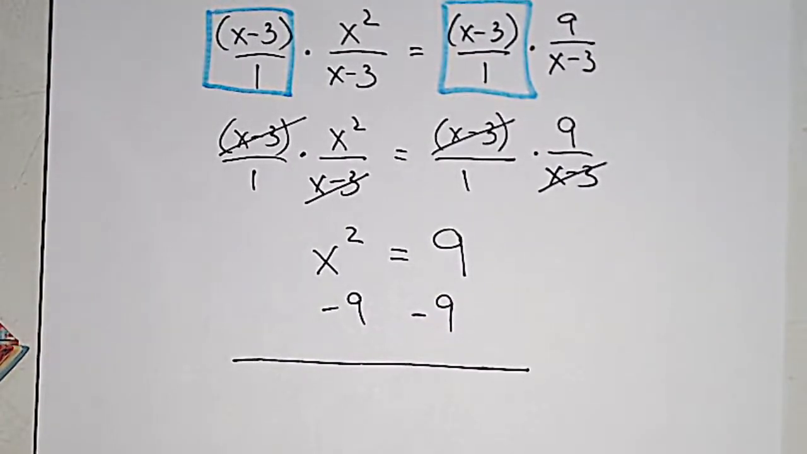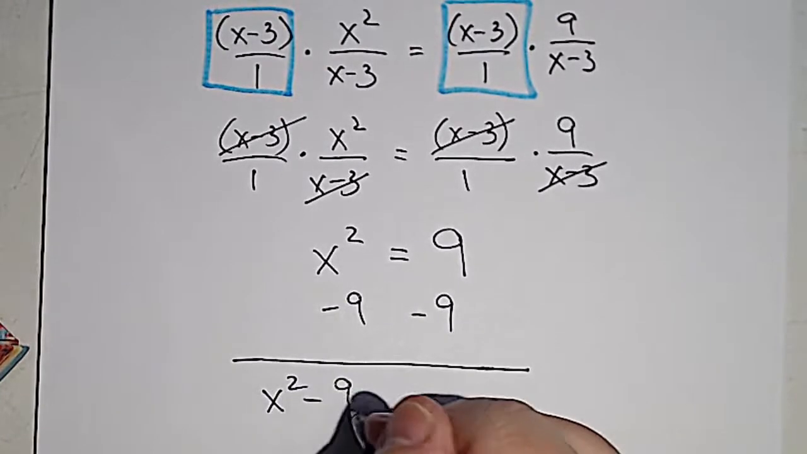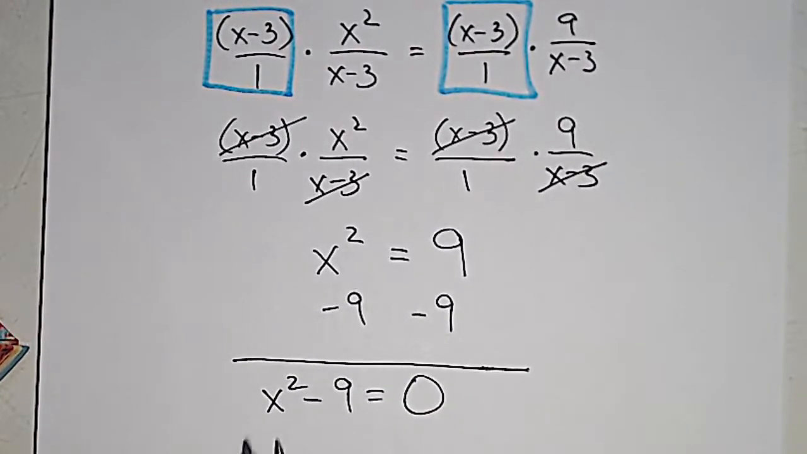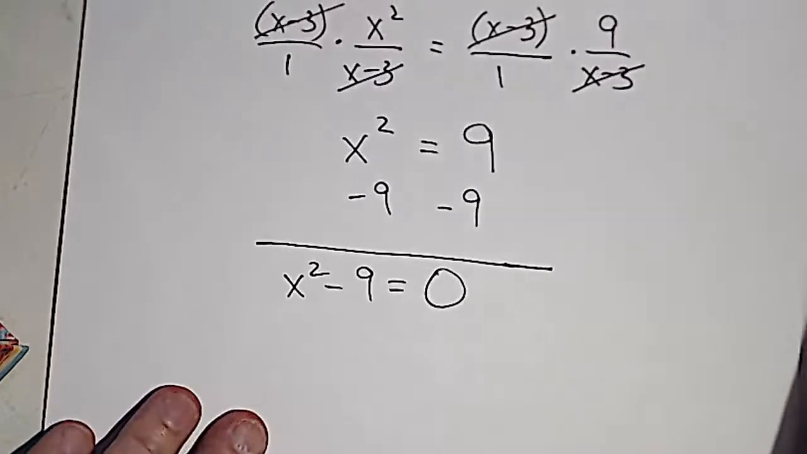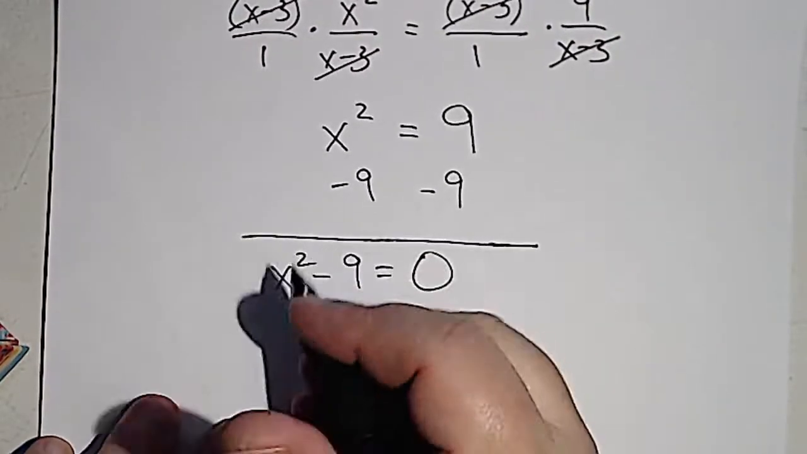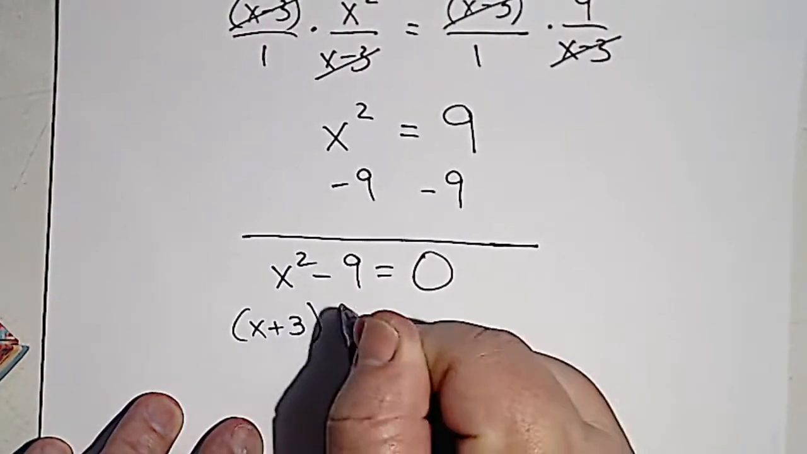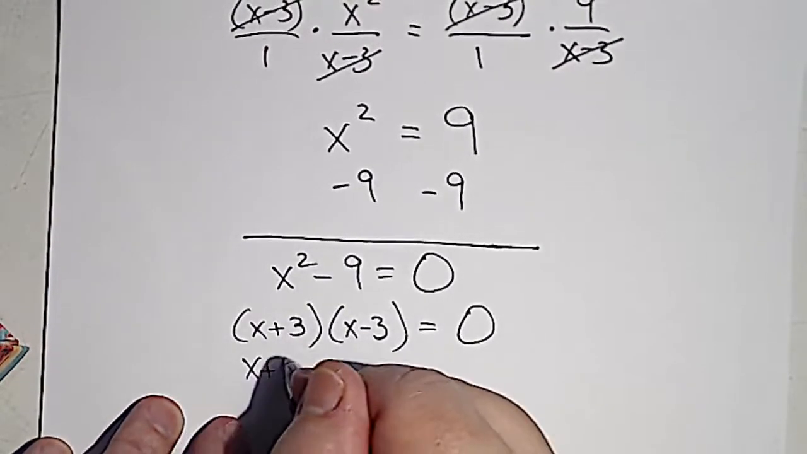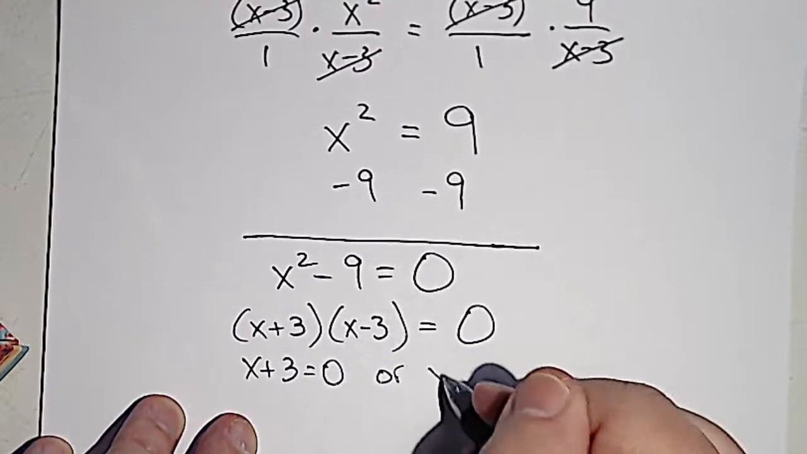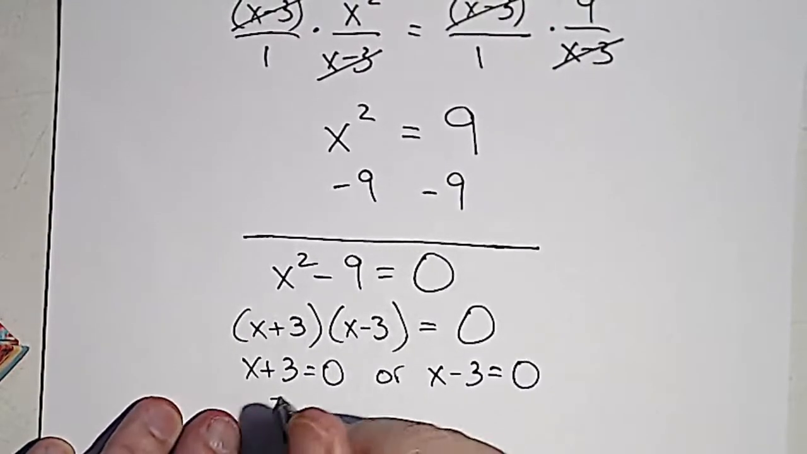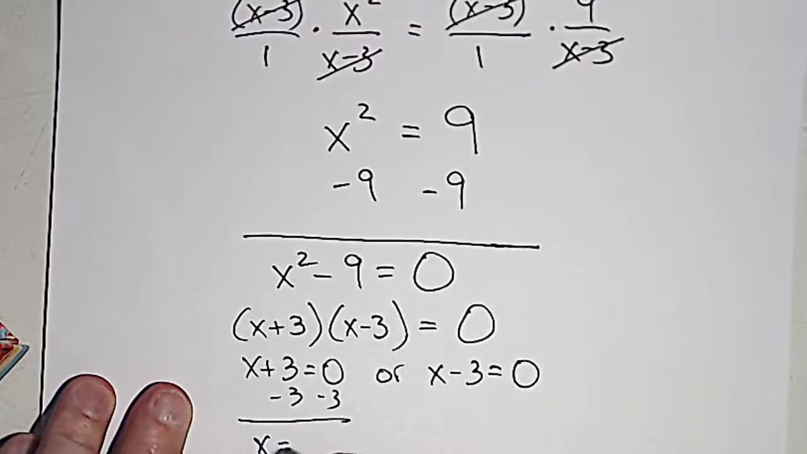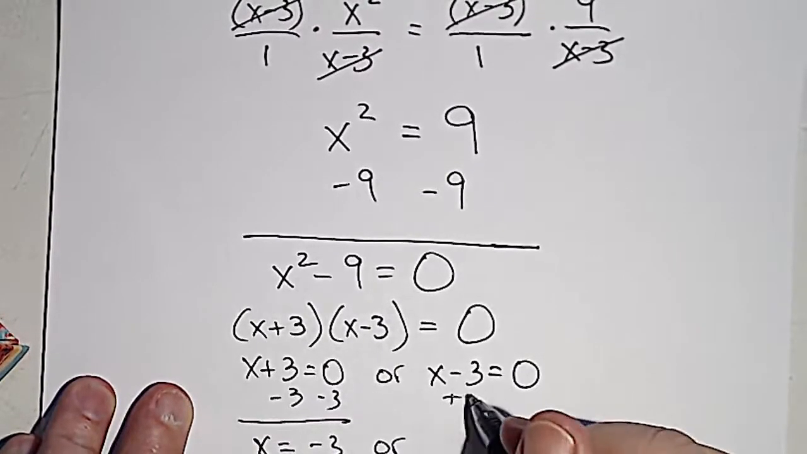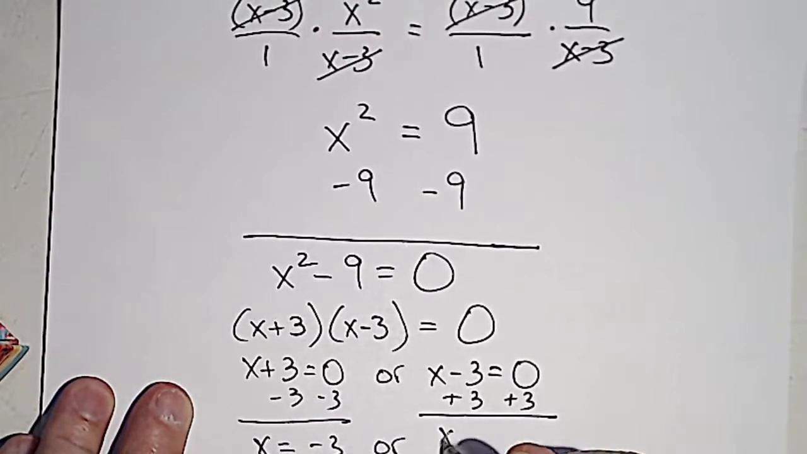I'm going to subtract 9 from both sides. Get x squared minus 9 equals 0, because this is a quadratic, and the only way we know how to solve a quadratic is to set it equal to 0 and factor. So that's what we'll do. This is a difference of 2 squares. x plus 3, x minus 3. x plus 3 equals 0, or x minus 3 equals 0. Minus 3, x equals negative 3, or plus 3, x equals 3.